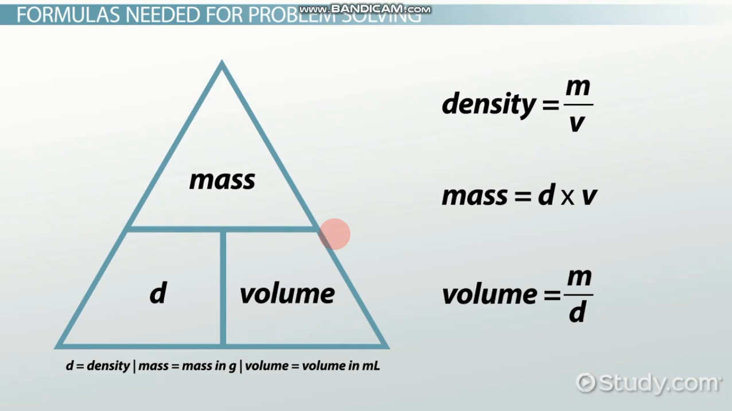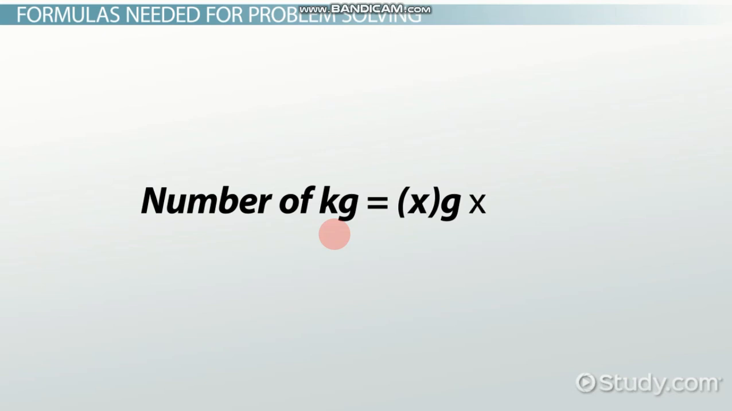In molality, the unit is in moles of solute per kilogram of solvent. There are times when we are given the mass of the solvent in grams. Since we know that 1 kilogram equals 1,000 grams, we can convert the number of grams into kilograms. Just multiply the number of grams, x, by 1 kilogram over 1,000 grams.